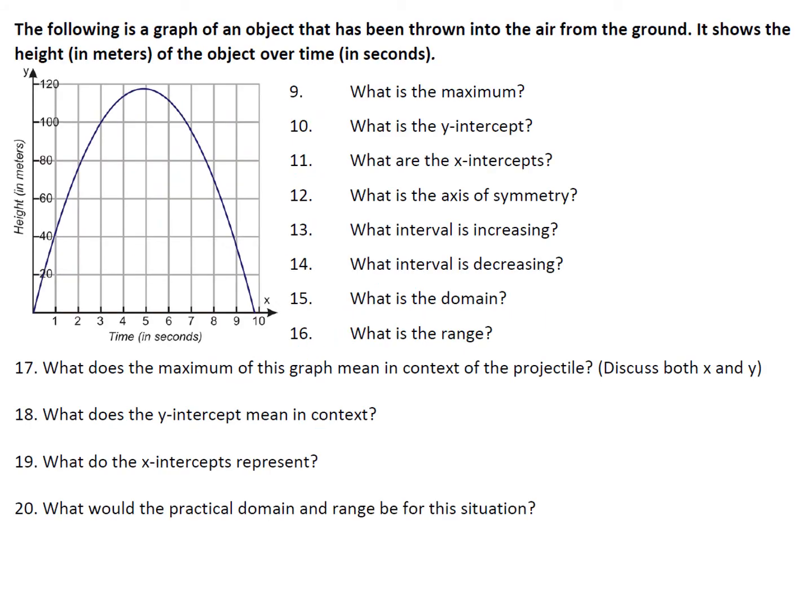Okay, so this is time for you to practice. Here's an example, and you've got quite a few questions. So on your paper, you can number 9 through 20. It says the following is a graph of an object that has been thrown into the air from the ground. It shows the height in meters of the object over time measured in seconds. So again, at this time, I want you to press pause, work through these questions, and then when you're ready to continue, press play, and we will go through these.